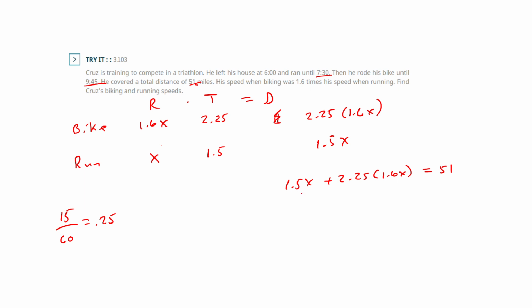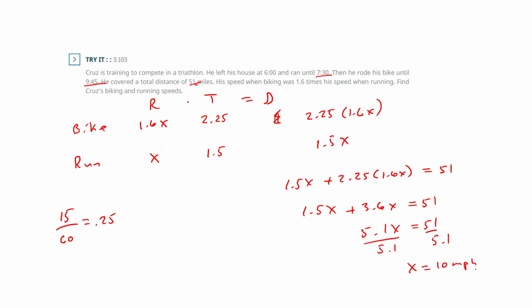Okay, so let's do some cleaning up here. This room is all messy. We got to clean it. I'm multiplying the 2.25 times 1.6. Okay, so far I get this. Now let's combine like terms here. Now, even though it's a decimal, dividing it works exactly the same. And so x is 10. Now that's 10 miles per hour.